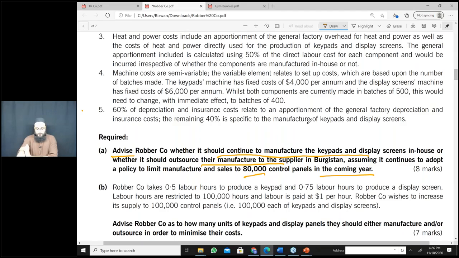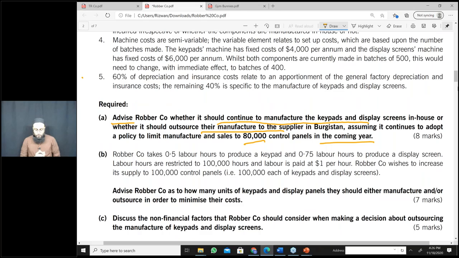Second part, Robber Company takes 0.5 labor hours to produce a keypad and 0.75 labor hours to produce a display screen. Labor hours are restricted to 100,000 hours and labor is paid $1 per hour. Okay. Restricted hours, right? Limiting factor. Robber Company wishes to increase its supply to 100,000 control panels. Advise Robber as to how many units of keypad and display screen they should either manufacture or outsource in order to minimize their costs. Okay, so another question, but this is of limiting factor.